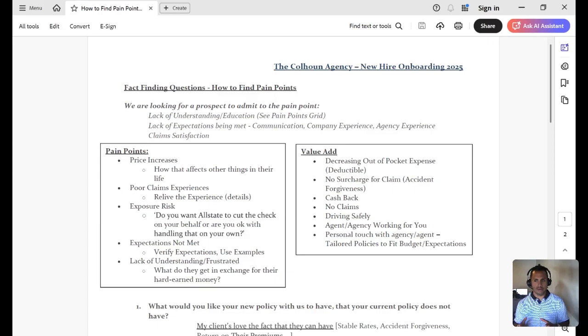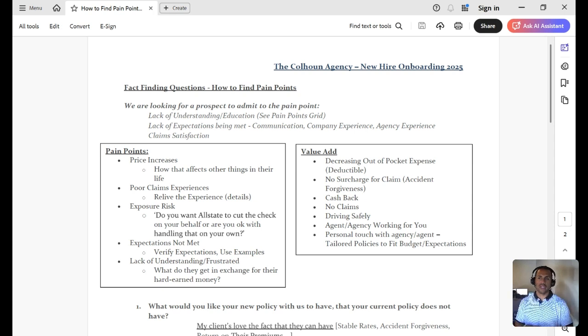So the most common pain points that you're typically going to see are price increases, poor claims experience, exposure risks, expectations not being met, and maybe, just maybe, a lack of understanding, or they're frustrated with constantly paying their hard earned dollars but not getting any value or anything in return. So our questions are going to all be geared towards these pain points.